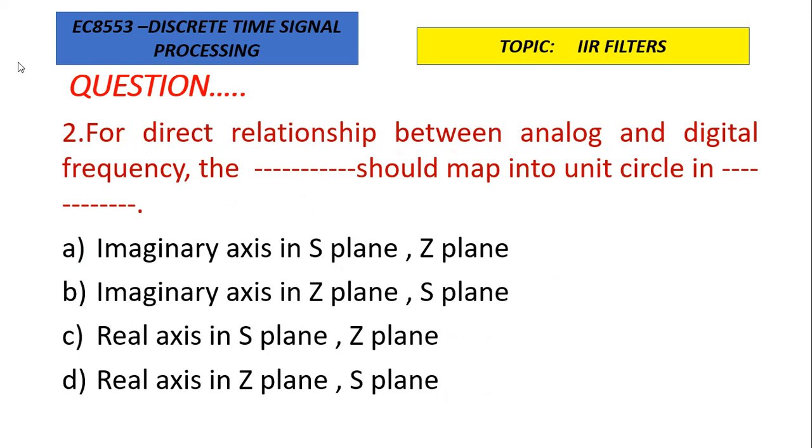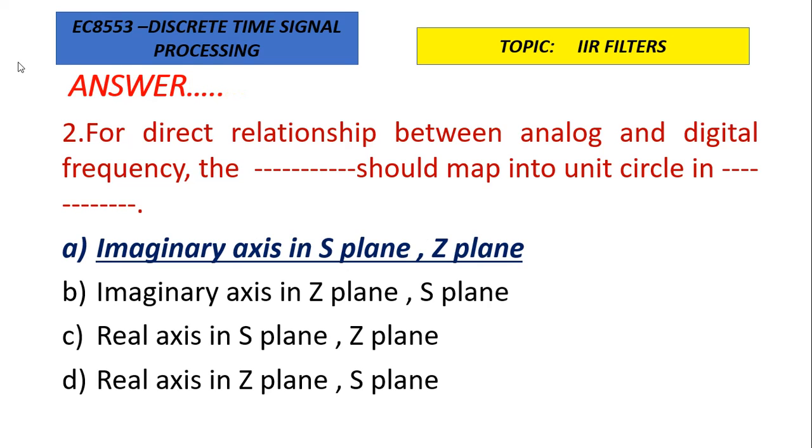Second question: for direct relationship between analog and digital frequency, the dash should map into the unit circle in dash. For designing of IIR filters, we should first design an analog filter. From the analog filter, we have to transform to a digital filter. So for doing that, what should we map? We have four options.